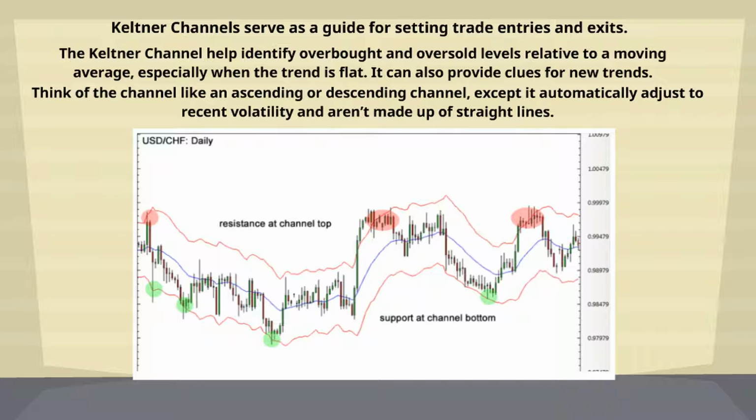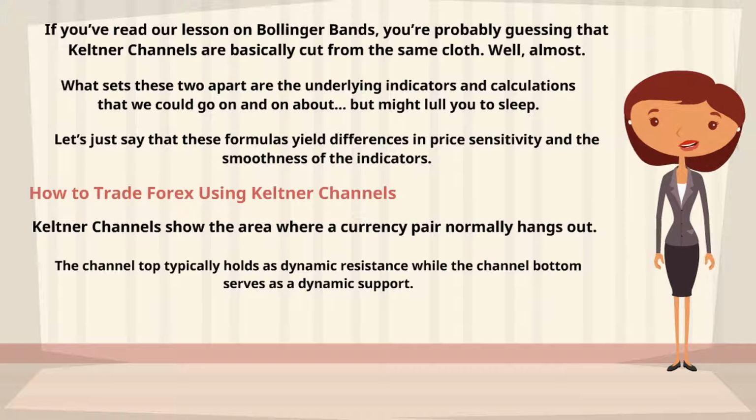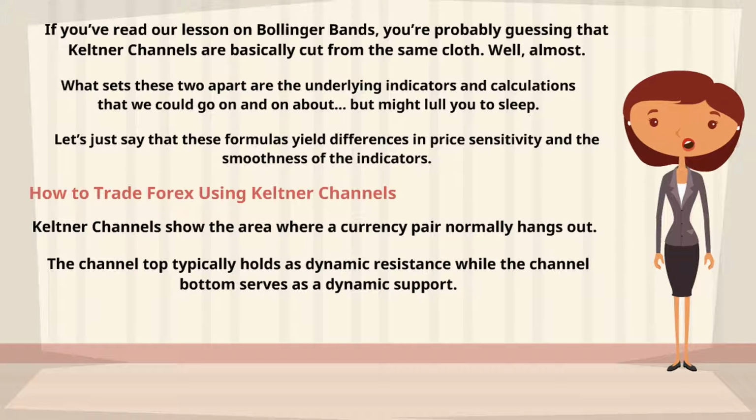Think of the channel like an ascending or descending channel, except it automatically adjusts to recent volatility and isn't made up of straight lines. If you've read our lesson on Bollinger Bands, you're probably guessing that Keltner channels are basically cut from the same cloth. Well, almost. What sets these two apart are the underlying indicators and calculations that we could go on and on about, but might lull you to sleep. Let's just say that these formulas yield differences in price sensitivity and the smoothness of the indicators.